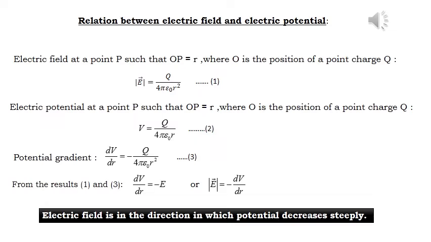Now comparing the first result and the third result, we can get dV by dr equal to minus E, or the absolute value of E, that is the electric field, equal to minus dV by dr. So electric field is defined as the negative gradient of potential. Electric field is defined as the negative potential gradient. So the negative potential gradient is the electric field. What is the interpretation? In the direction of the electric field, the potential decreases steeply.